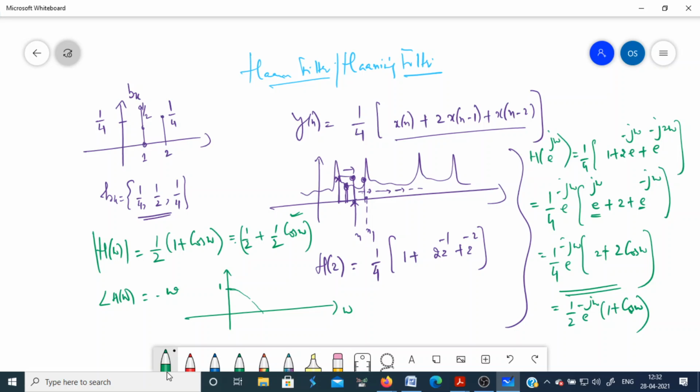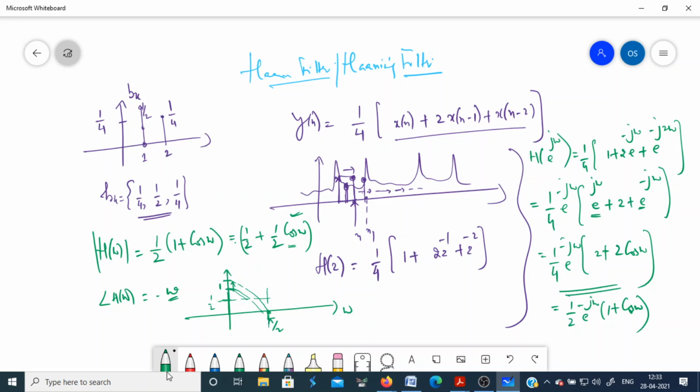And if you add 1/2 to this, that is a constant factor, it will simply shift its base to this point. So this is 1/2. If you add this, the response will be shifted upwards by 1/2. And at omega equal to pi by 2, it will become 0 basically. Something like this, cos omega.